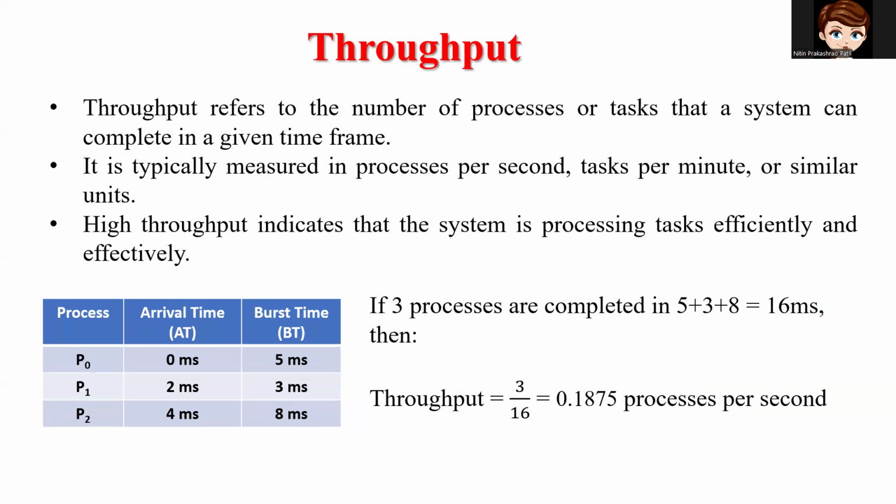Throughput generally refers to the number of processes or tasks that a system can complete in a given time frame. It is generally measured per second, per minute, or similar units. Now, let us say we have three processes, P0, P1, P2. Their arrival times are known, say 0, 2, 4, and their burst times are also known. If we consider the burst time for each one of them, the total time taken by these processes would be 5 plus 3 plus 8, 16 time units. So you can compute, for example, 3 by 16 processes per time unit, depending upon the time unit taken, whether it is millisecond or second or whatever.